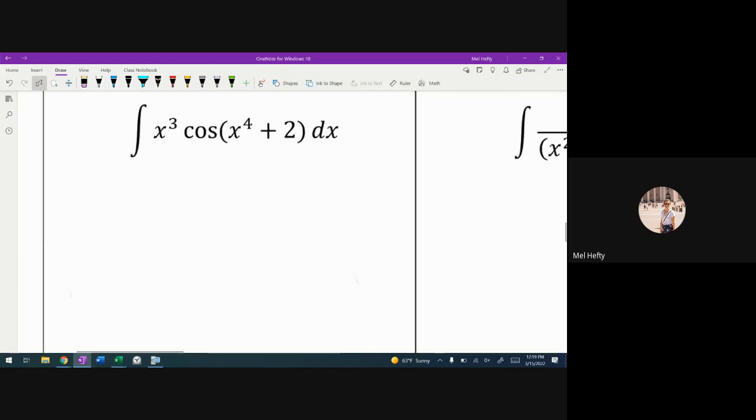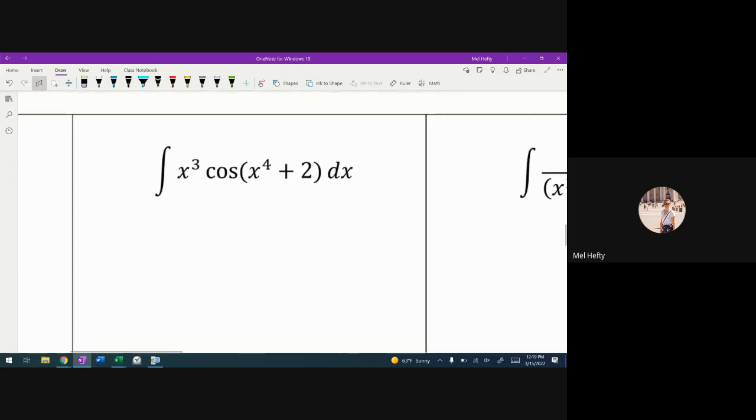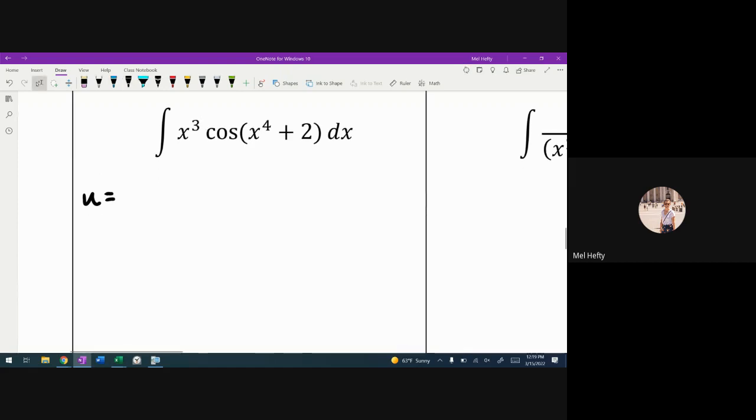All right. Thoughts on this one? We got another cosine. We got some stuff. Does it need u-sub? Yes. We see stuff inside another function. So what do you think u should be? What are your thoughts, everyone? x to the fourth plus 2?